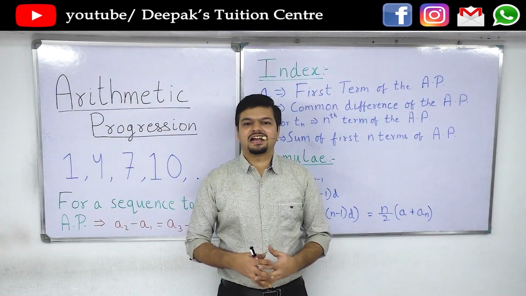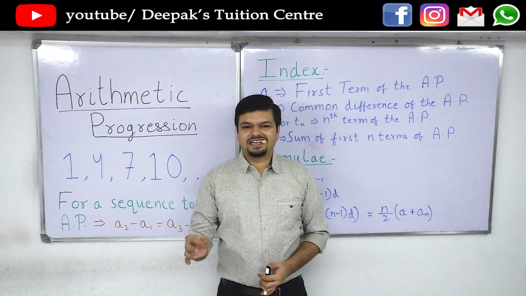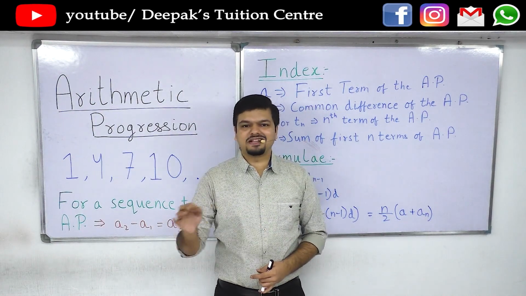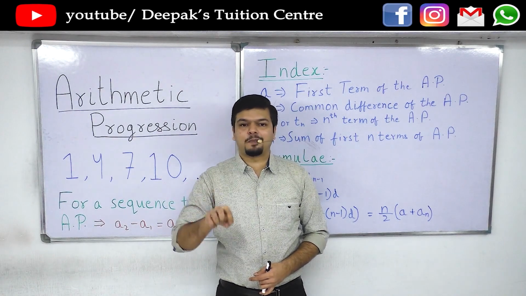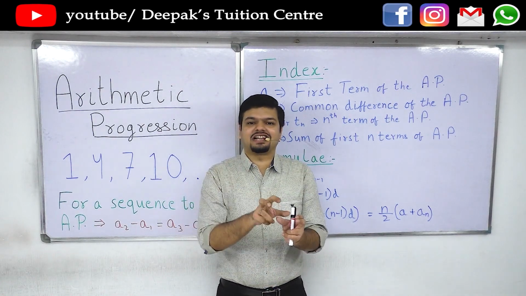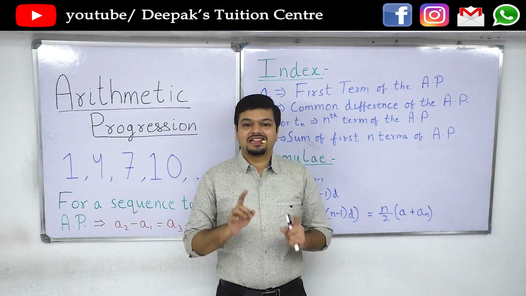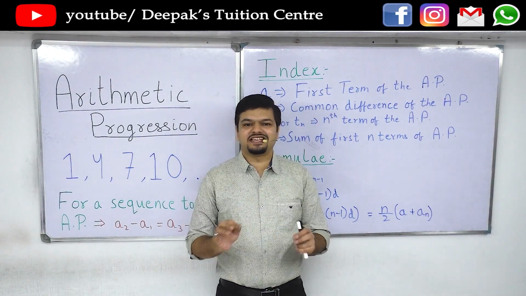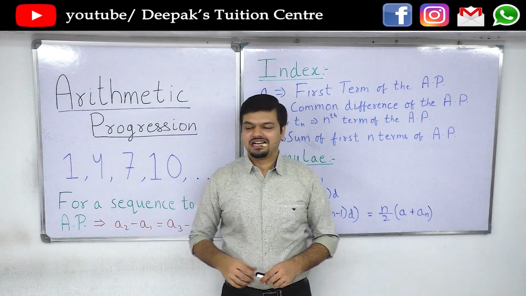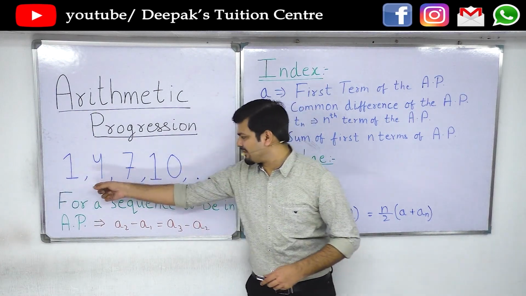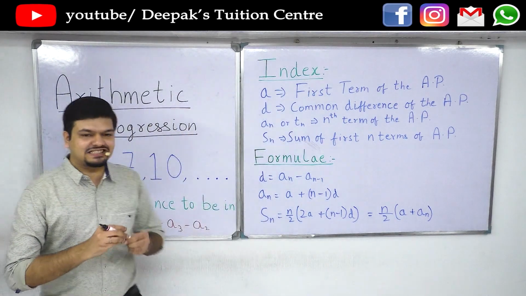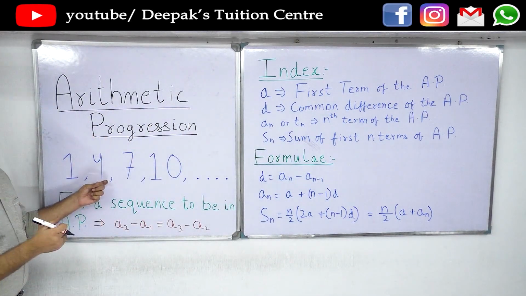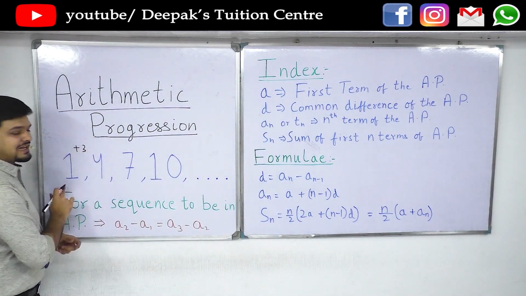Arithmetic progression. Basically, whenever there is a sequence of numbers in such a way that every next number is obtained by adding a certain number to the previous one, then we call such a sequence an arithmetic progression. Like here you can see 1, 4, 7, 10, dot dot dot. Every next number, that is 4, is obtained by adding 3 to the first number, that is 1.